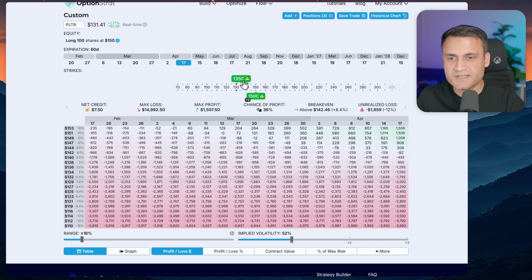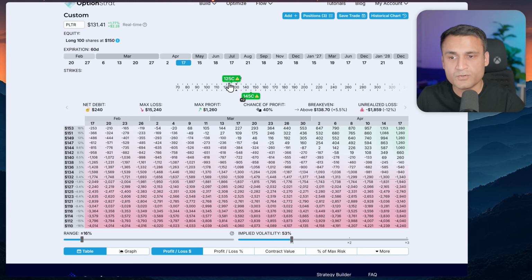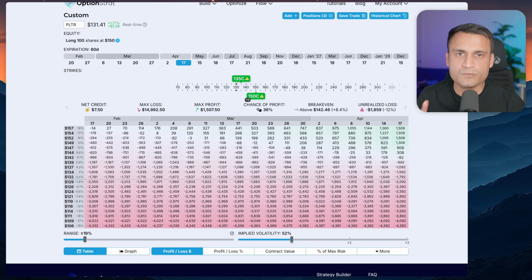Once you have this initial setup, you can calibrate your strike prices, and even your expiration dates, to a setup which makes most sense for you. For example, if I increase my expiration date, in that case, my credit is going to increase for the same strikes. And now my break-even is better. My max profit is better, but my timeline is also longer. Like I said, there is no free lunch.